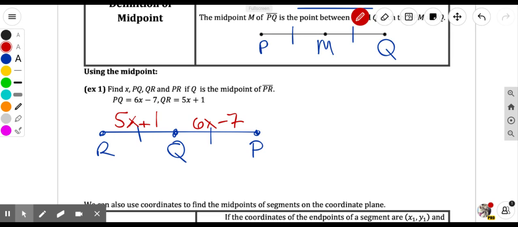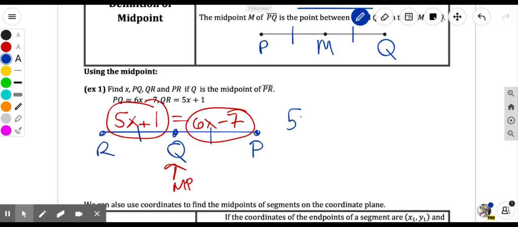In geometry, sometimes you're asked to find x. You're given a situation like this, and you're asked to find x and then maybe some measures of the things in the picture, like the figures. Basically, you want to set up an equation that represents what you know about the picture. That's why it's important to draw a picture and label it, because otherwise you won't know what's true about it. What's true here is that this piece is equal to this piece because Q is the midpoint. So our equation is just going to be setting 5x plus 1 equal to 6x minus 7. They're equal to each other. And then you just solve for x.